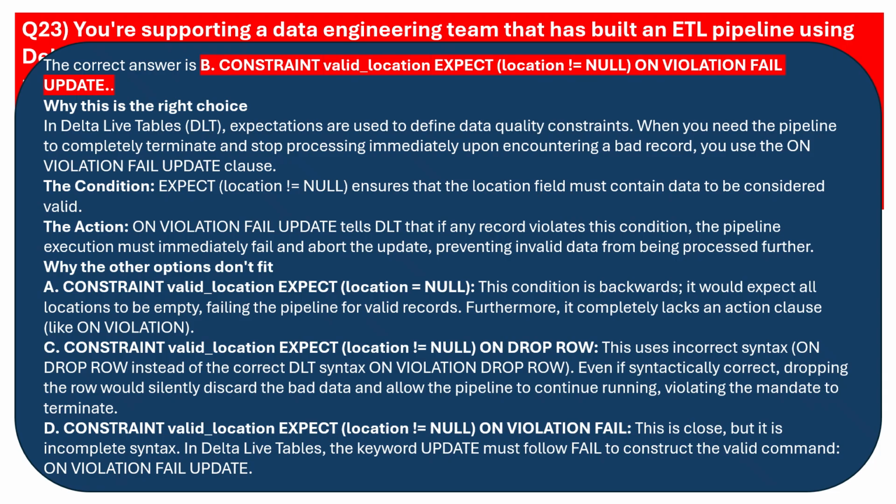D. Constraint valid underscore location expect location equals null on violation fail. This is close, but it is incomplete syntax. In Delta Live Tables, the keyword update must follow fail to construct the valid command, on violation fail update.